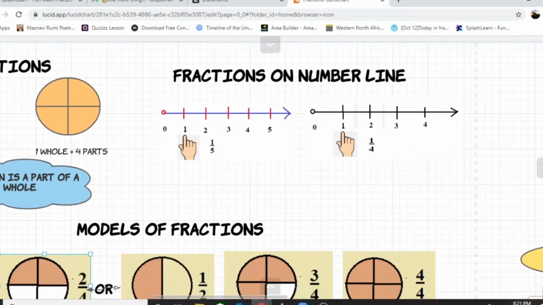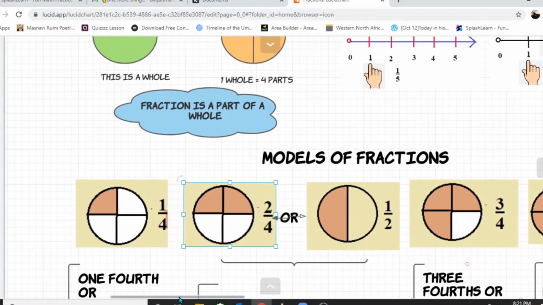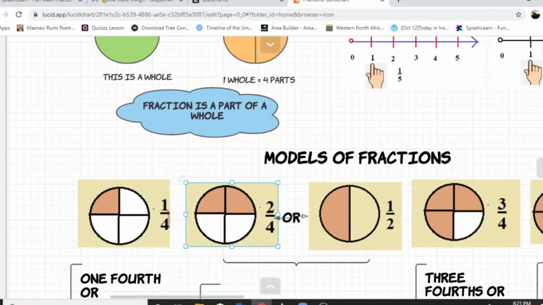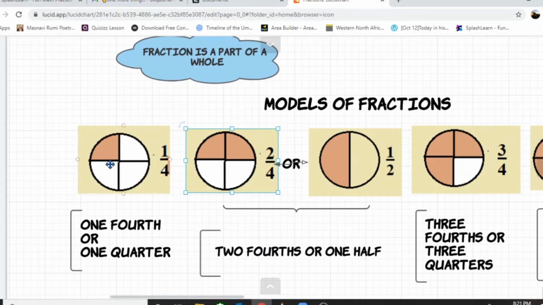Let's explore some more examples for models of fractions. Here we have a whole shape divided into 4 equal parts, and we have colored one part of the whole. We will represent this fraction in numbers as one colored part divided by 4 equal parts. It can be written in words as 1/4.